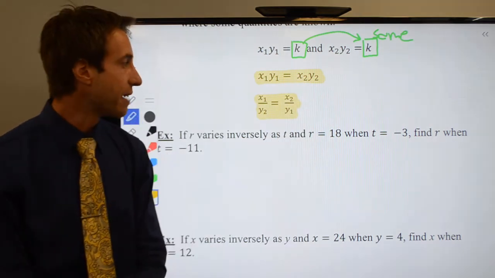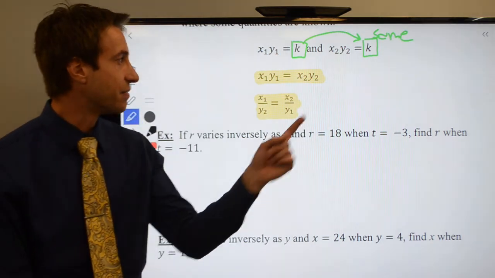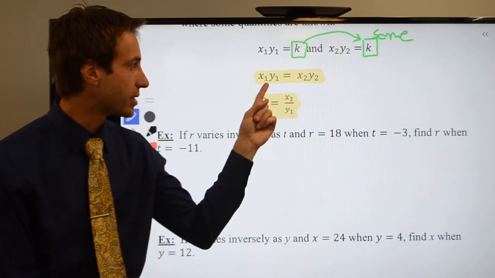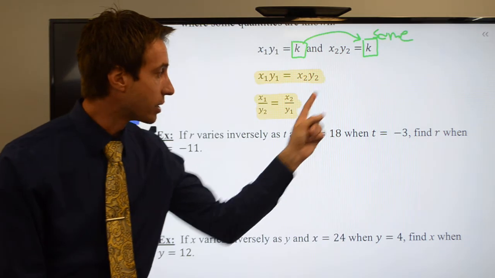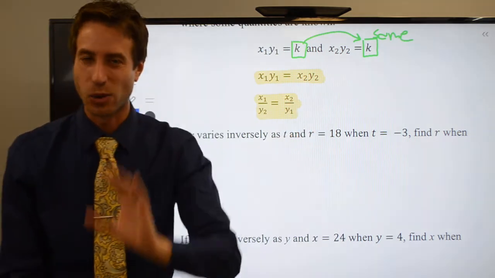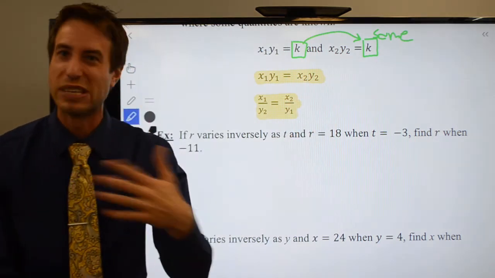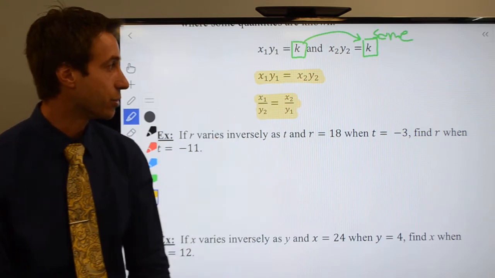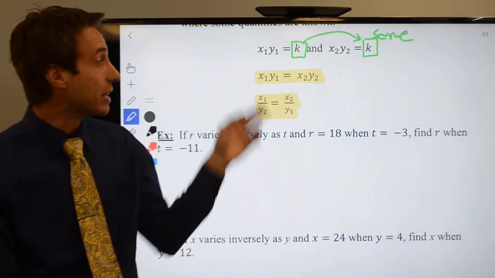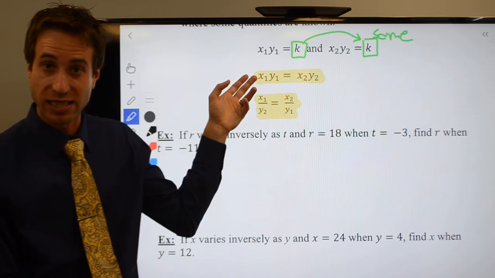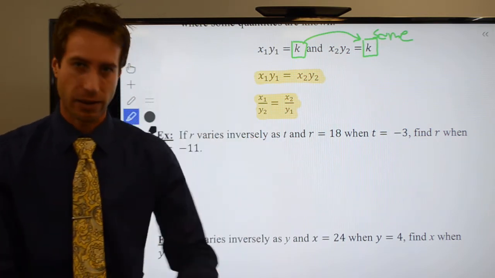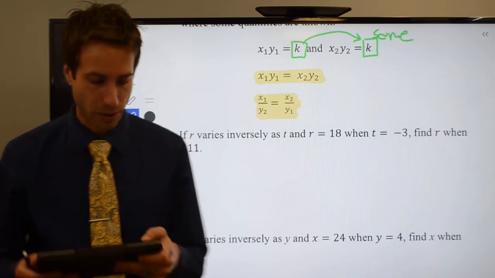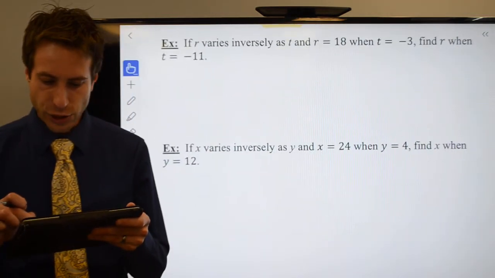Or what I've done is I've divided the y2 to this side, so x1 over y2 equals x2 over y1, dividing the y1 to this side. Now I have an x and a y value on both sides, but again, it really doesn't matter which one of these you use. In fact, I probably will use this top one most of the time. But if one of them works better for you, have at it. Whatever floats your boat. Let's do an example problem.